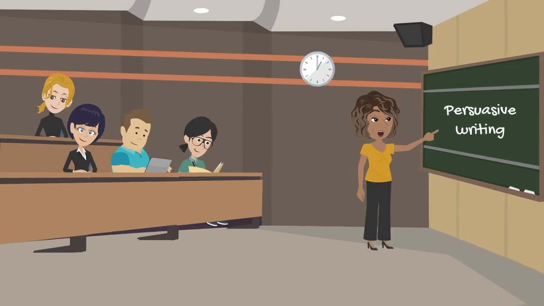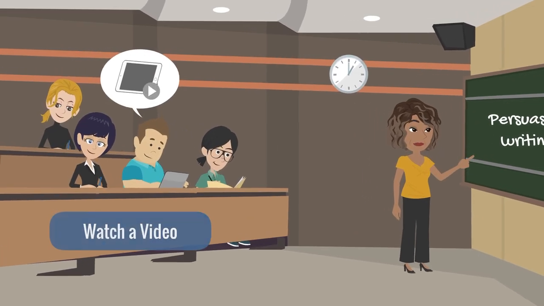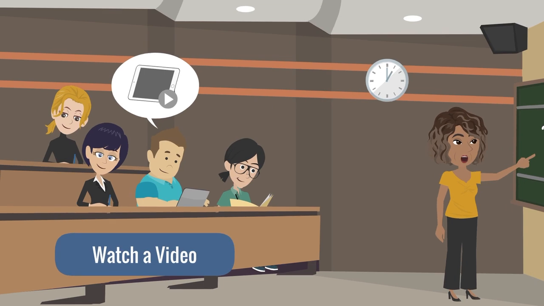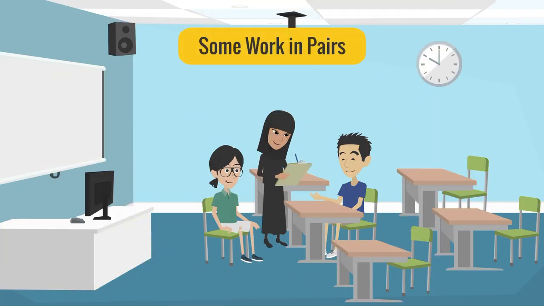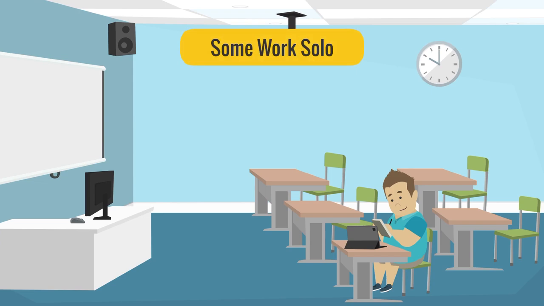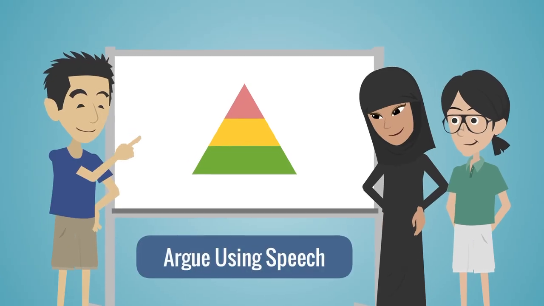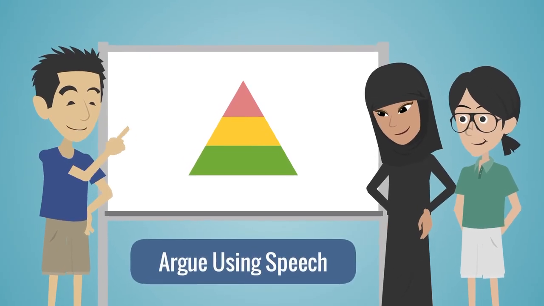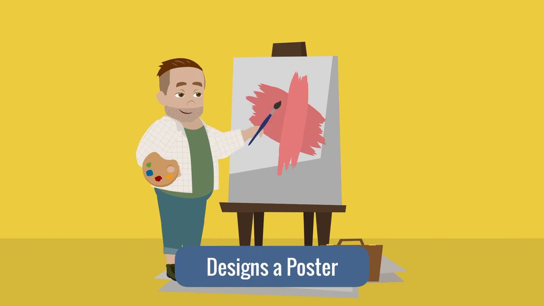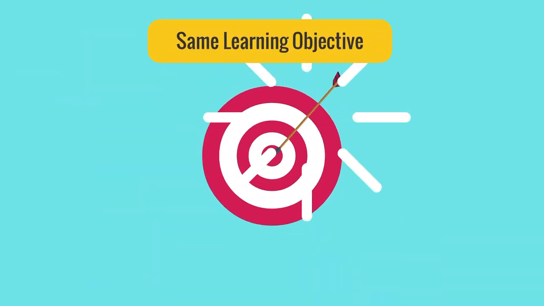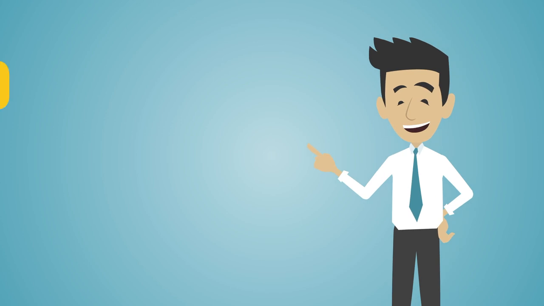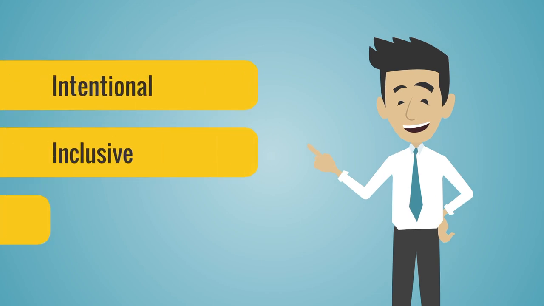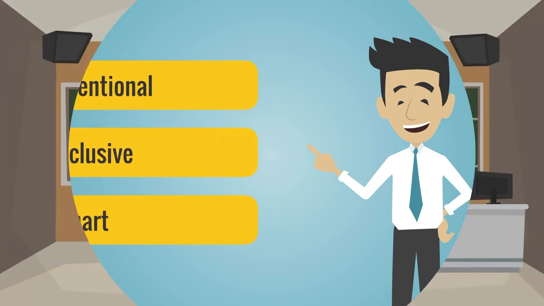Let's say you're teaching persuasive writing. Some students might watch a video breakdown. Others might analyse a model text. Some work in pairs. Others work solo. One student presents their argument as a speech. Another designs a poster. Same learning objective. Different ways to get there. That's differentiation. It's intentional, inclusive, and smart.